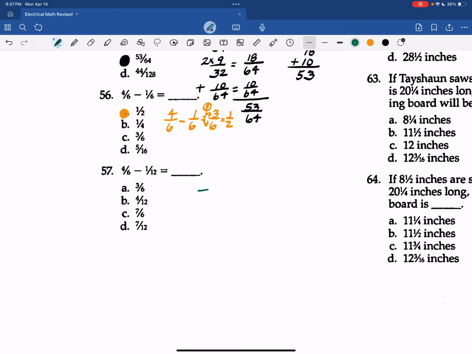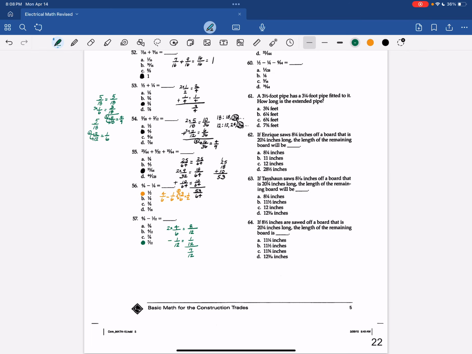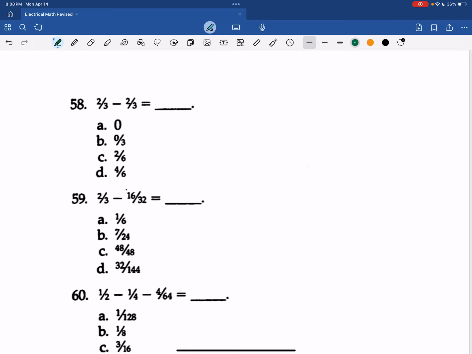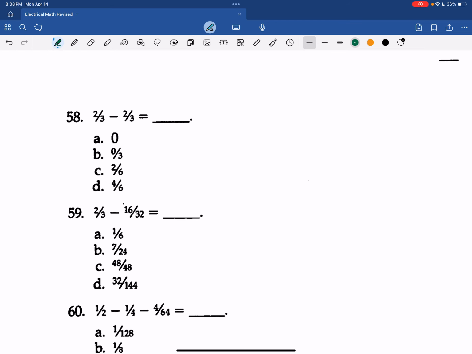And then 4 over 6 minus 1 over 12. I know that 12 is going to work here. 6 into 12 is 2, and 2 4s are 8. Minus 1/12 here leaves me with 7/12 as my final answer. Two-thirds minus 2/3. This one's the easiest one on the page. That's nothing. If you take away all that you had, it's 0.